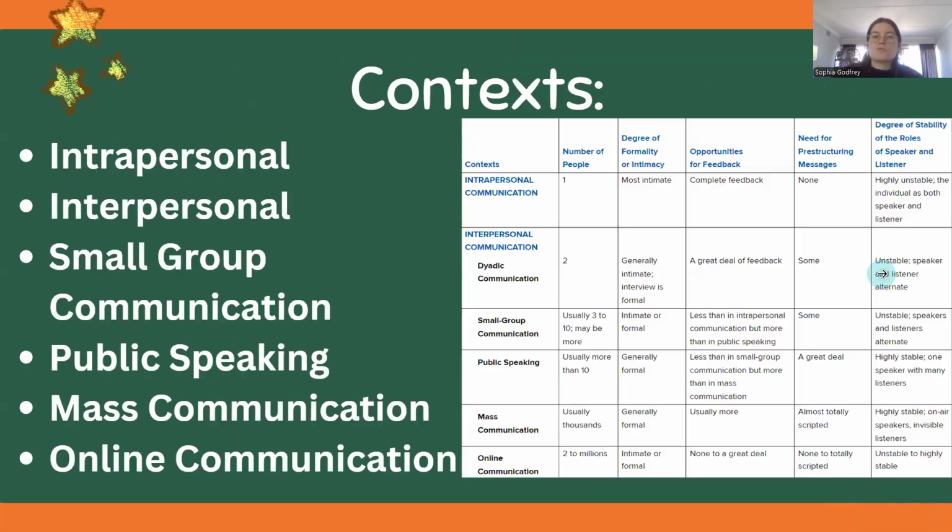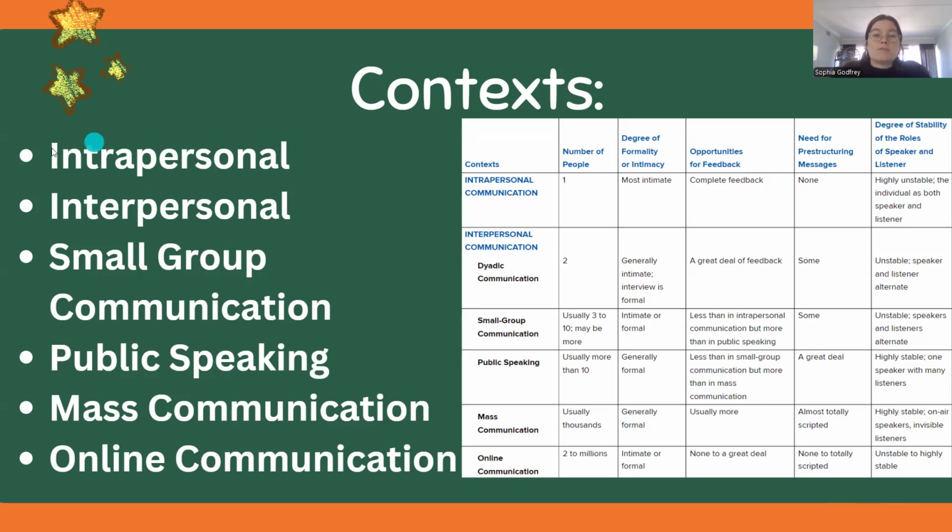So let's get into the context of communication. Water break. So we have a bunch of different types of context. Because this is an introduction to communication class, we're going to hit on everything, right? The world is our oyster. There's so many different avenues. We're going to touch on all of them.